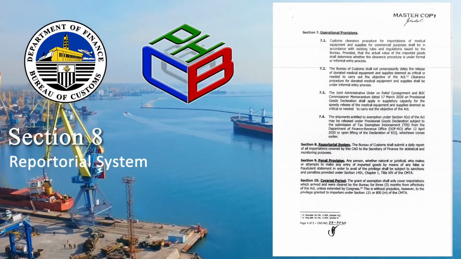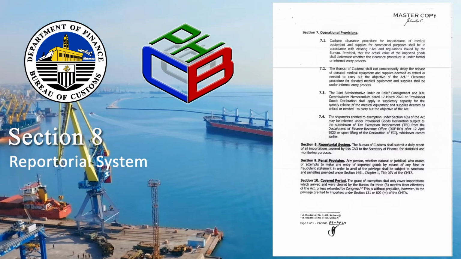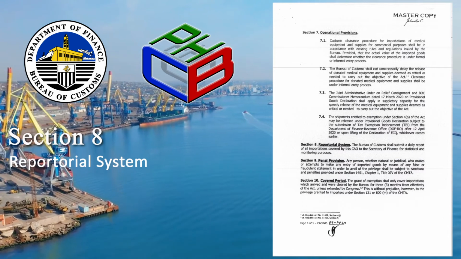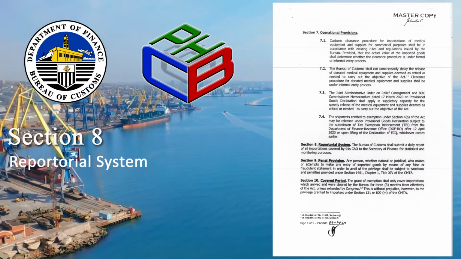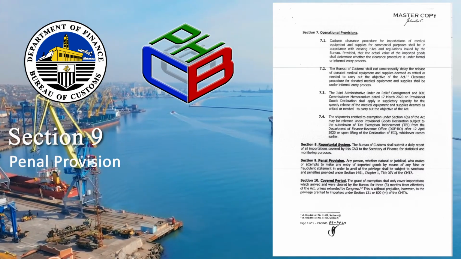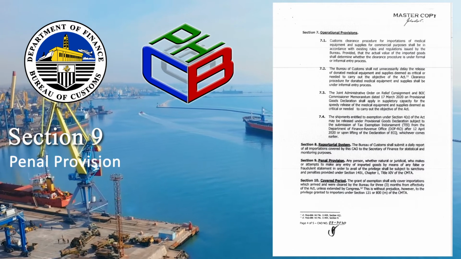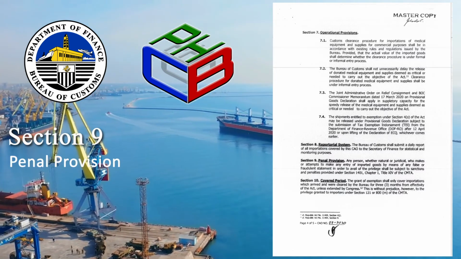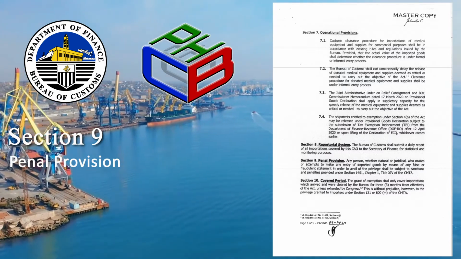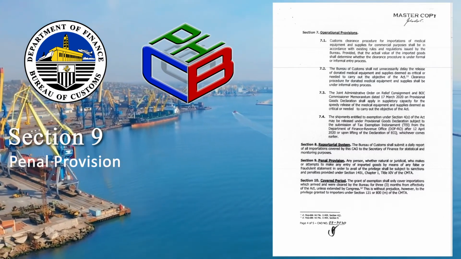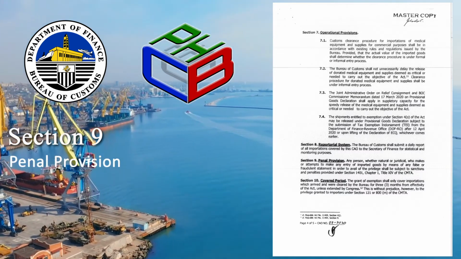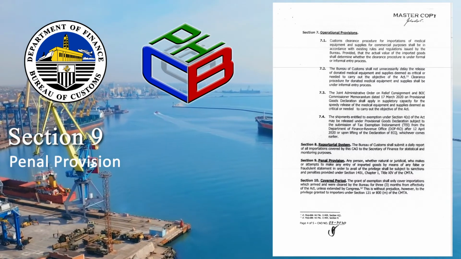Section 8. Reportorial System. The Bureau of Customs shall submit a daily report of all importations covered by the CAO to the Secretary of Finance for statistical and monitoring purposes. Section 9. Penal Provision. Any person, whether natural or juridical, who makes or attempts to make any entry of imported goods by means of any false or fraudulent statement in order to avail of the privilege shall be subject to sanctions and penalties provided under Section 1401, Chapter 1, Title 14 of the CMTA.